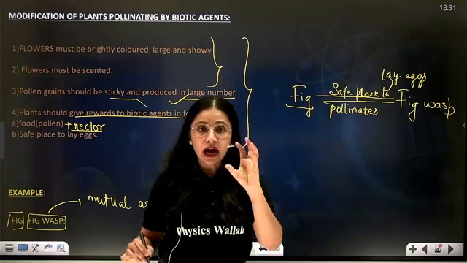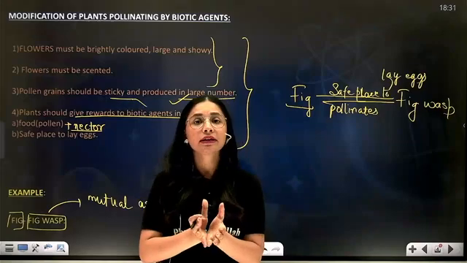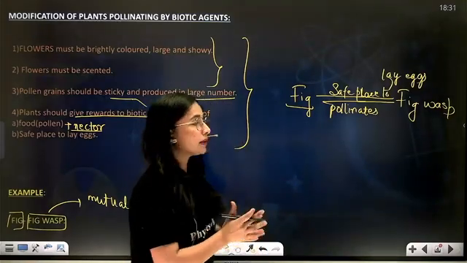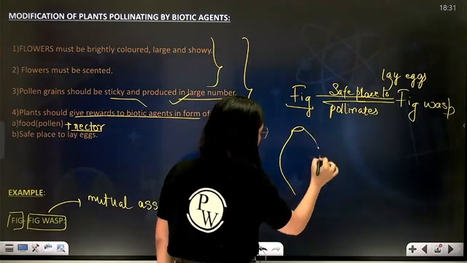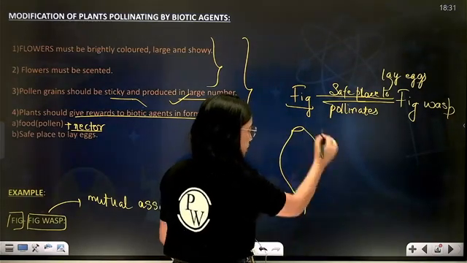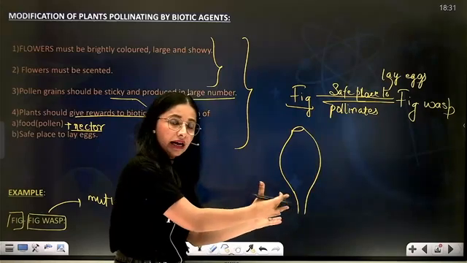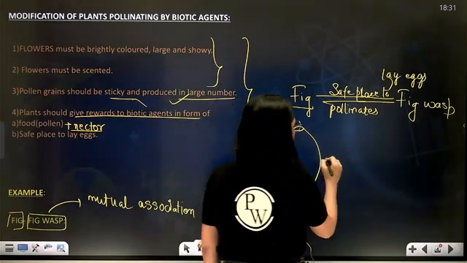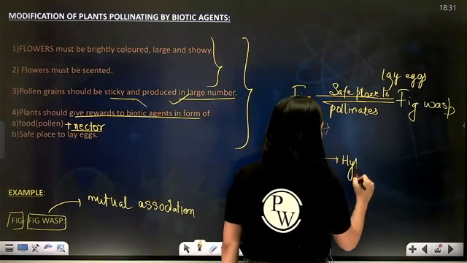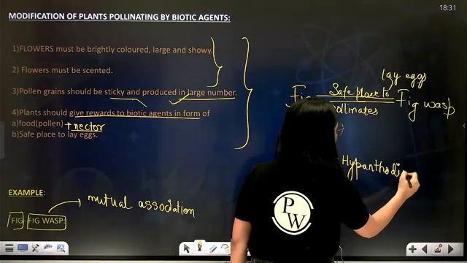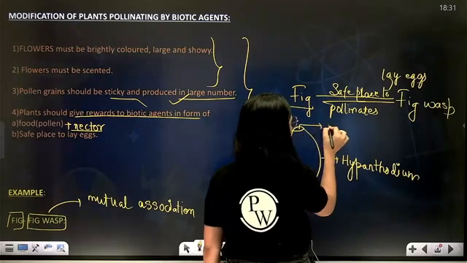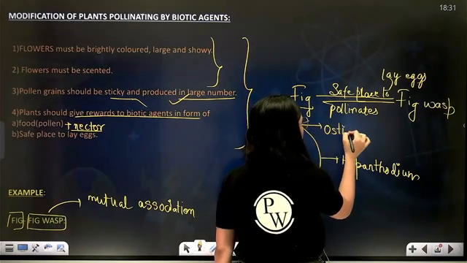Rather, fig flower is a complete inflorescence in itself called hypanthodium. So this is the flower, this is the whole inflorescence. The flower is actually a whole inflorescence by the name hypanthodium. Correct? This hypanthodium has an opening called ostiole.